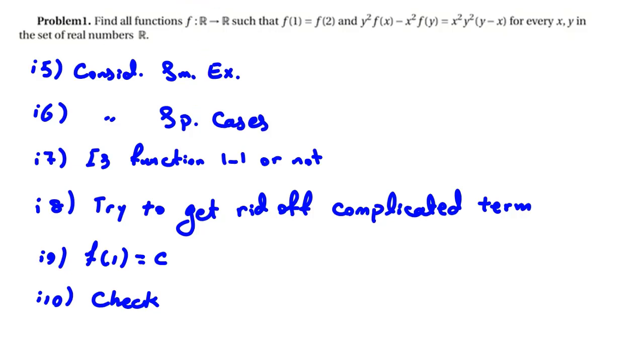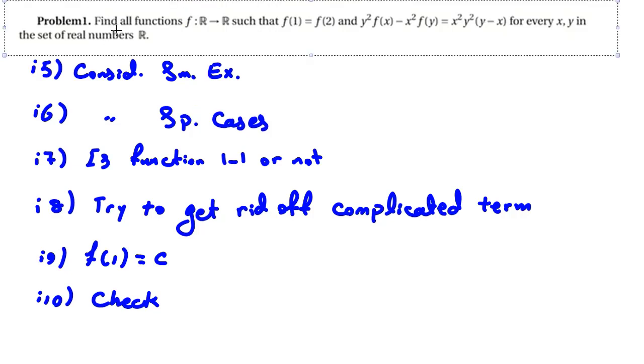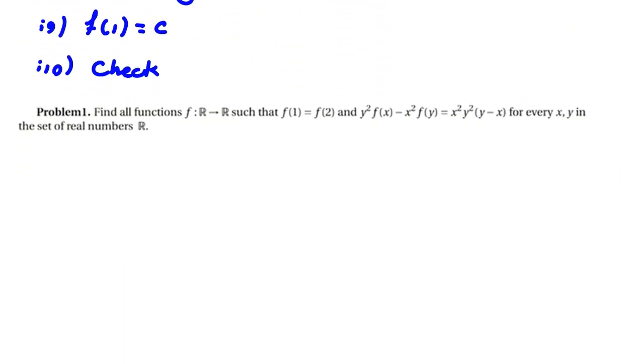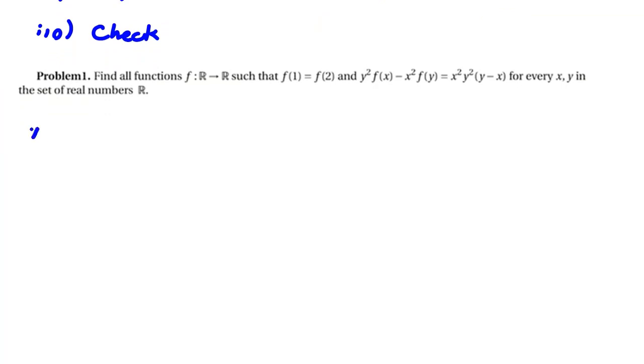Okay, so let's consider small examples. For example, x equals y equals 0, then the left side will be 0, the right side equals 0, 0 equals 0. We won't reach any good conclusion. Now let's consider, for example, x equals 0, only x.